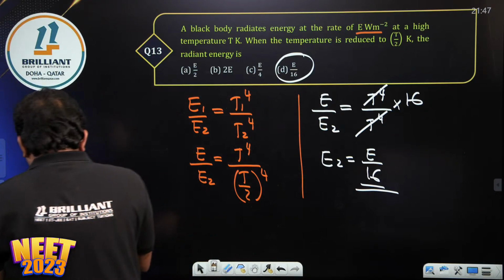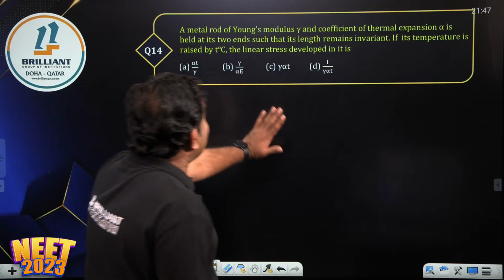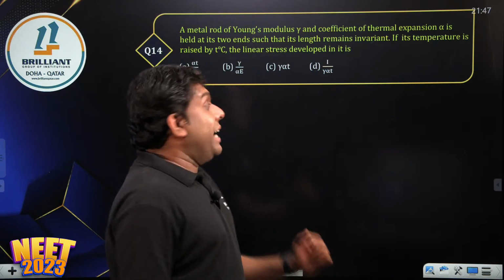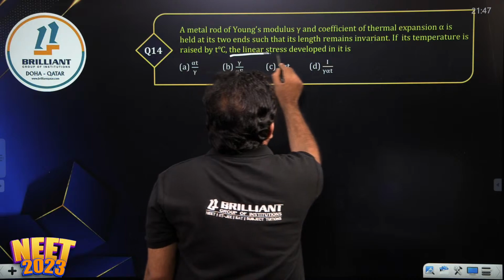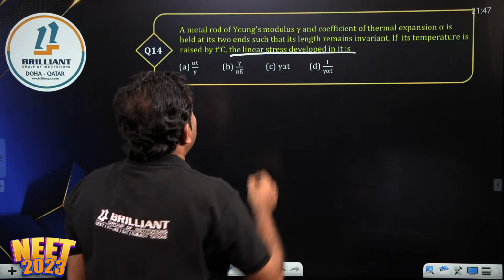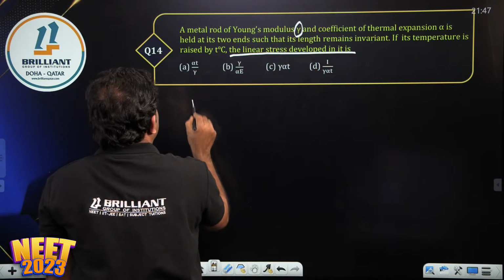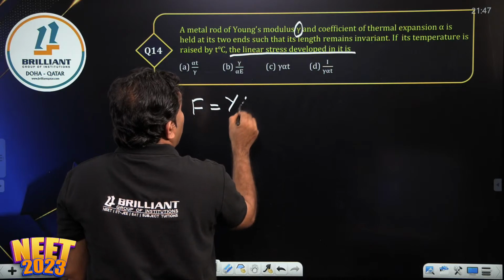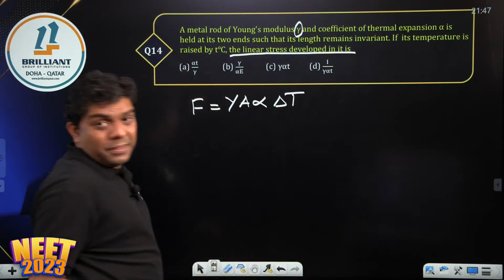Now we are explaining question 14. Question 14, I think you can answer. Direct question we have. Look, the linear stress developed in it. Young's modulus is given as gamma. We know the formula we derived: F is equal to YA alpha delta T.